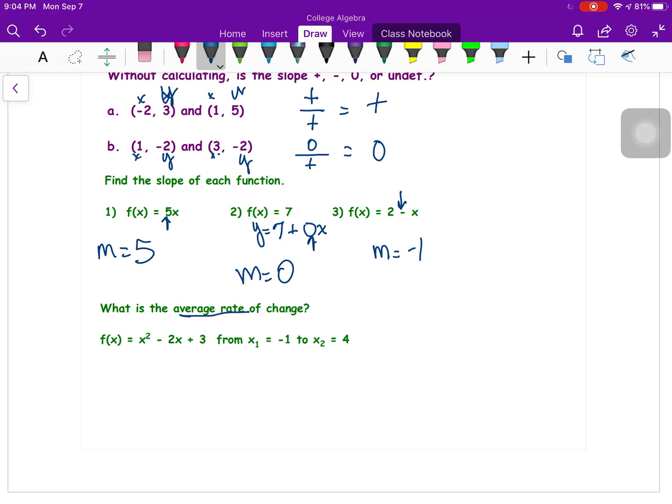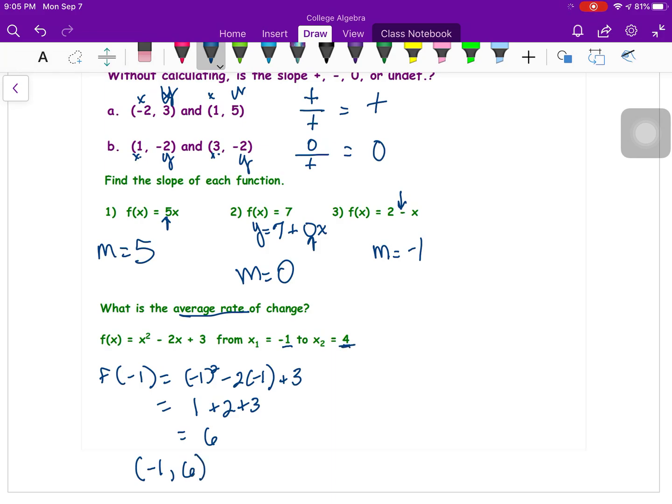What is the average rate of change? This tells me that I have a curve, and I'm going to have to pick 2 points on the curve and calculate the slope between those. So they want me to pick x is negative 1 and x is 4. So f of negative 1 is negative 1 squared minus 2 times negative 1 plus 3. That is 1 plus 2 plus 3. That is 6. So I have the point negative 1 for x, 6 for y.